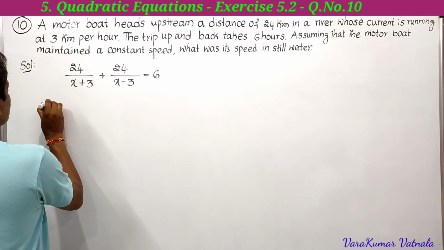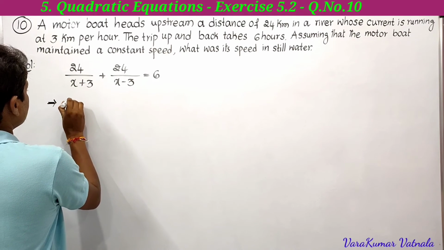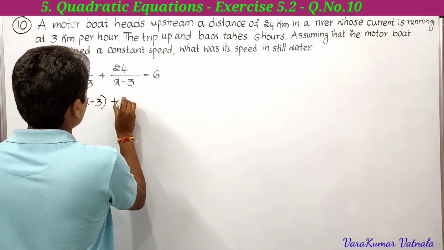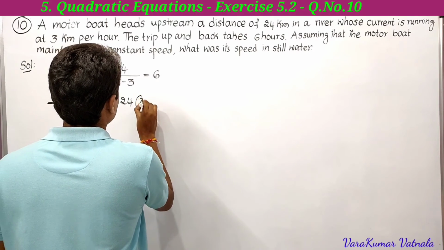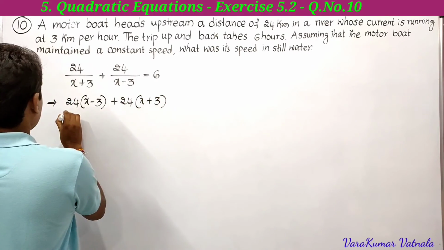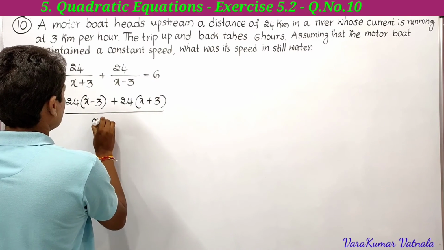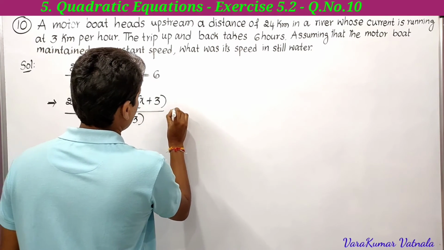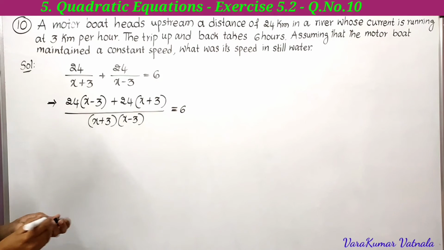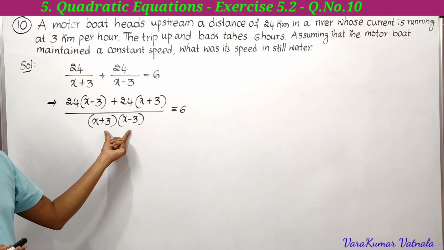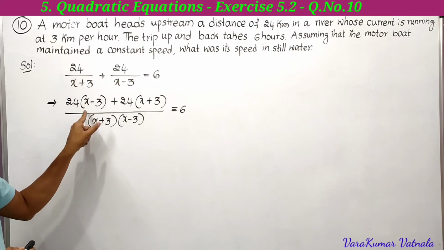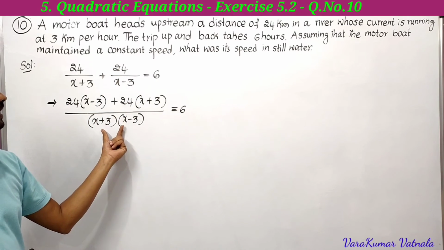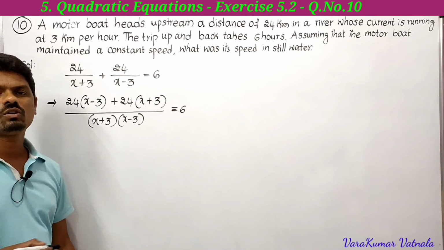So we have to find the LCM. x plus 3 into x minus 3 is the LCM. We get 24 into x minus 3 plus 24 into x plus 3, divided by x plus 3 into x minus 3, is equal to 6. So x plus 3 into x minus 3 is the LCM here.